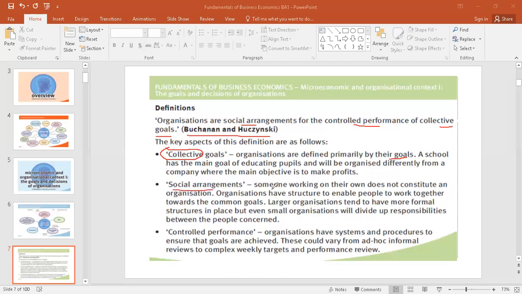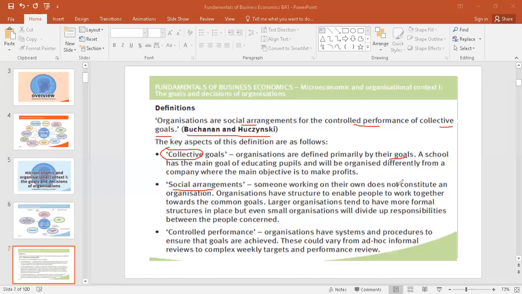See, if somebody is working on their own, it is definitely not an organization. It is at an individual level. But we are talking about an organization. So if it is an organization, people should come together. People should collaborate with each other, join together, and then have an arrangement or agreement that they will work towards the achievement of a common goal. So that's the aspect we are looking at here.